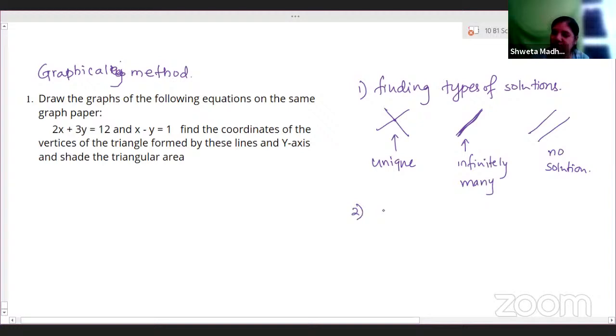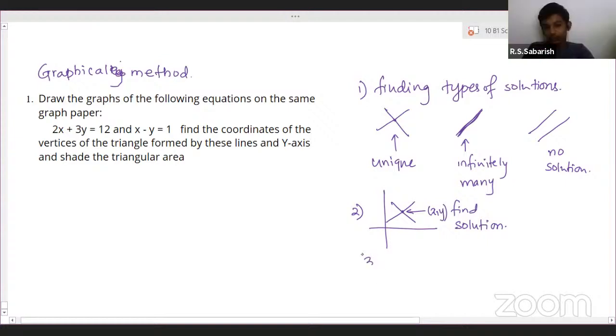Second, the graph is intersecting and you have to find the solution. We know the lines are intersecting. The point of intersection, its x and y coordinates, are the solutions. The 2 lines you draw will intersect at one point on the graph. Wherever they intersect, that point's x and y coordinates are the solution of those equations. That is one method.